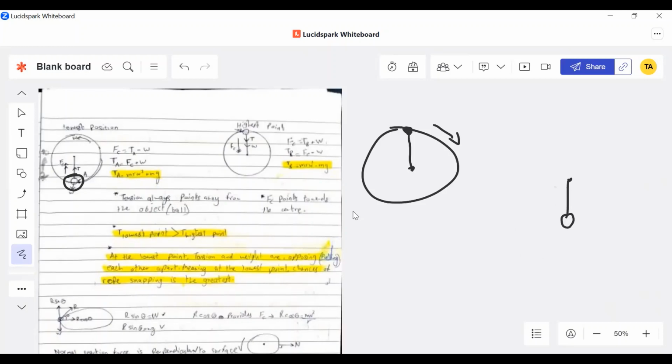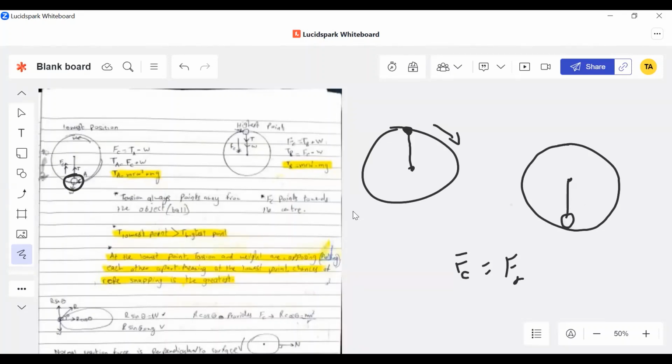I told you earlier that the centripetal force Fc provides the resistive forces. So what are the different resistive forces I have right here? Centripetal force provides the resistive forces, so Fc equals Fr. Now, what are the resistive forces I have on this occasion, when the ball is at the lowest point? So I have tension.